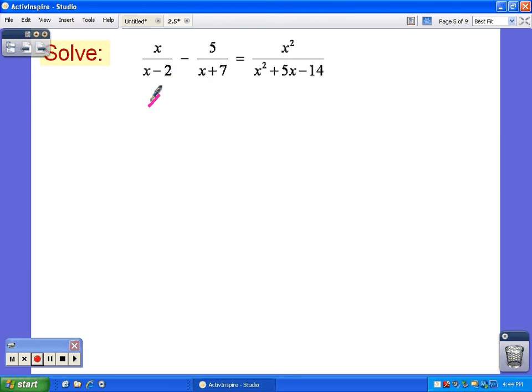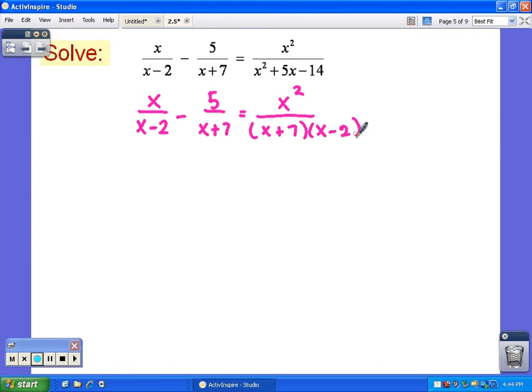This third one. Again, we got a factor to find our least common denominator. That third denominator does factor as x plus 7 times x minus 2. So our least common denominator would be the x minus 2 and x plus 7. To help me remember that, I'm going to write it out beside every single term.